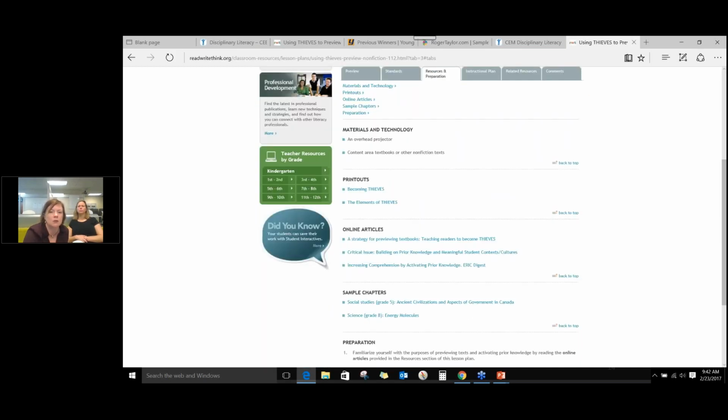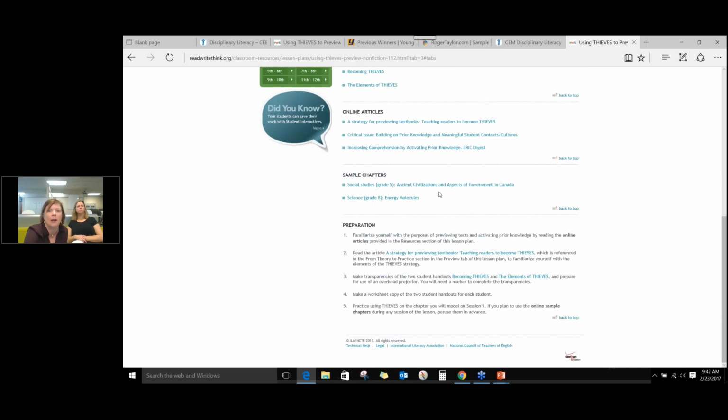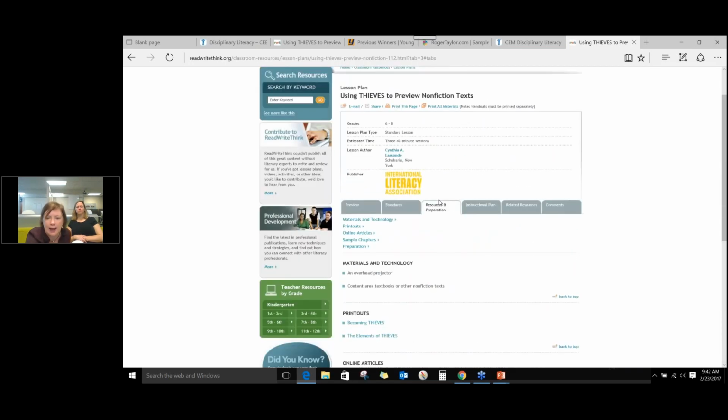So it gives you the materials and technology. One thing, just as a side note, I love is if you're going to need, for example, to get your laptop cart or go to the computer lab that day, it'll tell you in advance. It has the printouts that you would need, online articles, and sample chapters. And then below that, it tells you what you would need to do to prepare. I think all of us appreciate that.